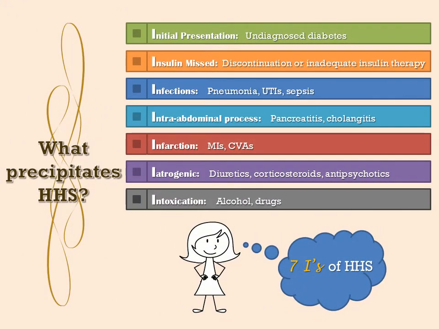There are several causes that precipitate HHS. The most common causes are non-adherence with diabetes medication and physiologic stressors, especially infections such as pneumonia, UTIs, and sepsis. Other stressors include pancreatitis, MIs, and CVAs. Finally, another important precipitating factor of HHS is medications such as diuretics, corticosteroids, and antipsychotics.